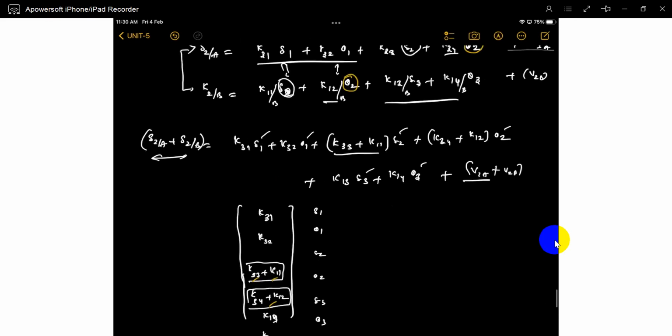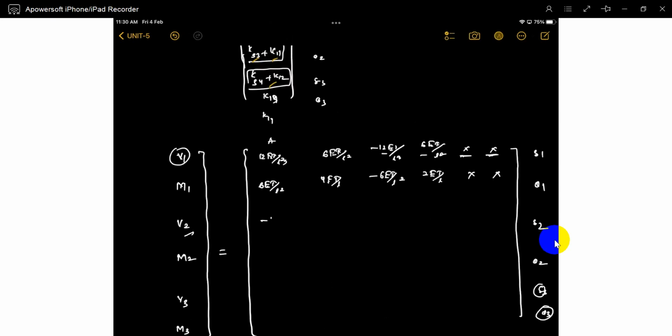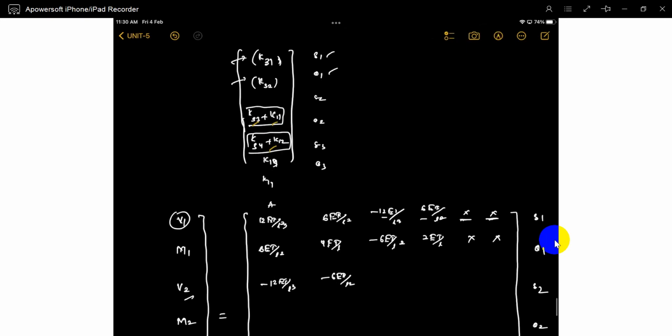For the V2, now we can write V2. It is K31 for the A element. For the A element, this is 12 EI by L cube, minus 6 EI by L square, because these two are related to the A element. These values change between the A element and the B element, because L and EI may change.